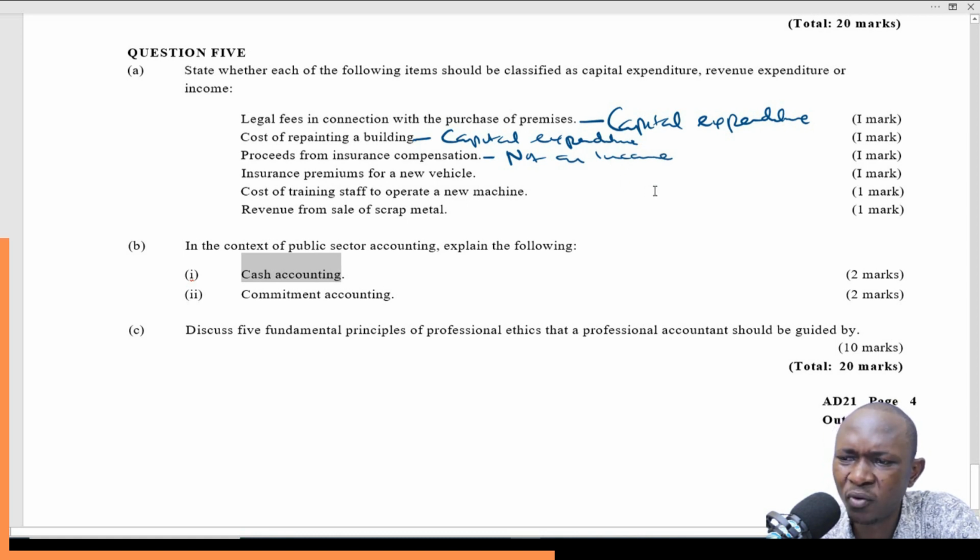Insurance premiums for a new vehicle. Now this is also quite tricky. Normally insurance premiums are treated as revenue expenditures because it's something that can even be done on a monthly basis.